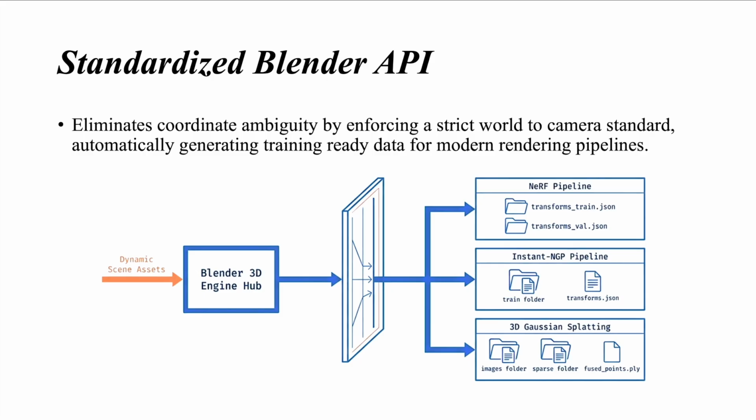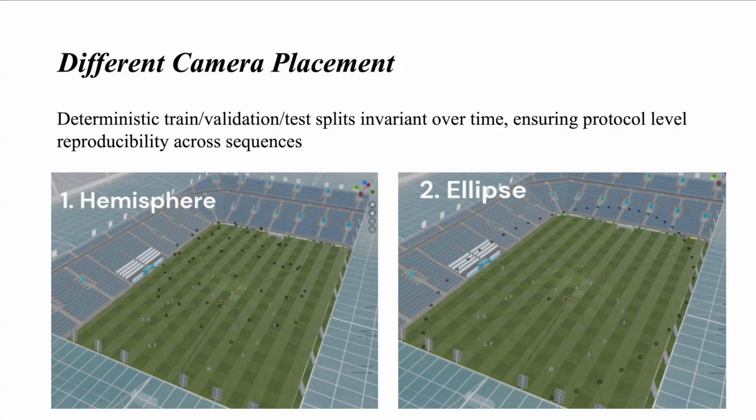This allows researchers to generate training-ready data for any pipeline, whether it's NeRF, Instant-NGP, or 3DGS, automatically and without coordinate ambiguity. This API supports various parameterized capture geometries, including hemisphere, ellipse, and full stadium layouts. These allow for deterministic training and validation splits that are invariant over time, ensuring protocol-level reproducibility across different research sequences.